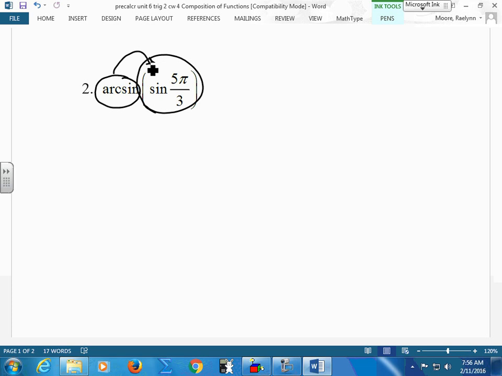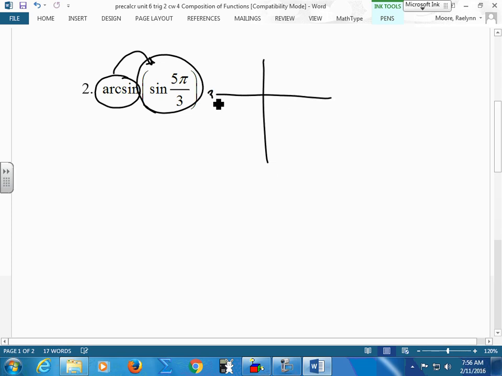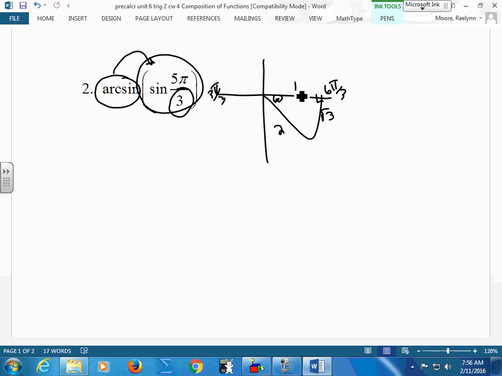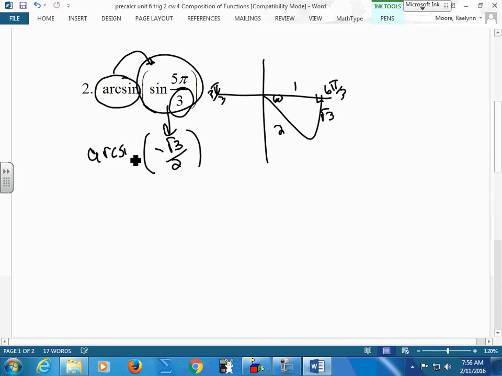Where is 5 pi over 3? This is 3 pi over 3. This is 6 pi over 3. It's 1 below. So what angle is this? 60. They don't always work out that it works in the restricted domain, so you just have to worry about where it goes. So what is the sign here? Is it positive or negative? Negative. So now I want a restricted angle whose sine is this.